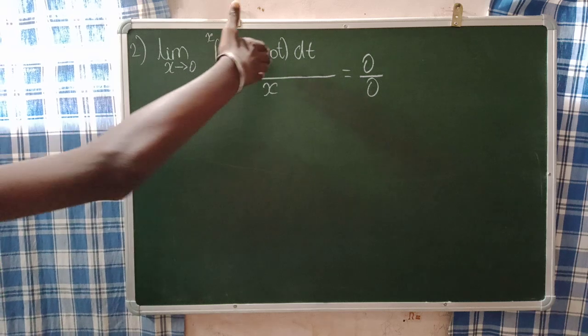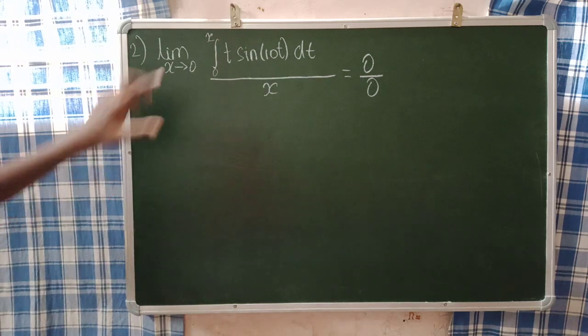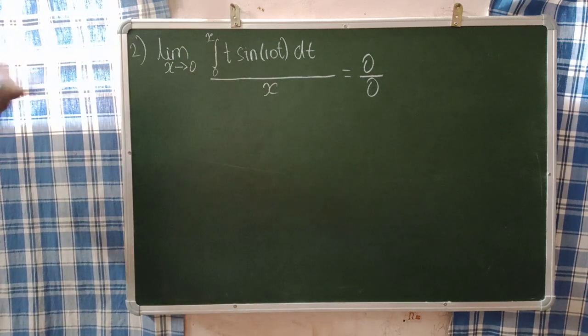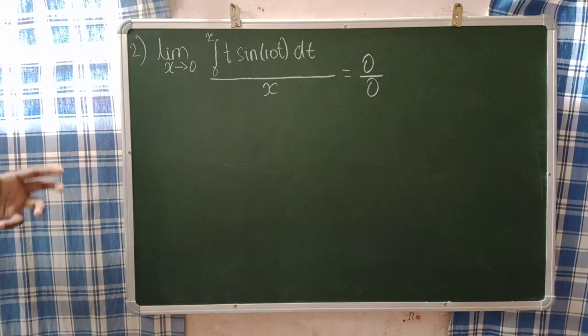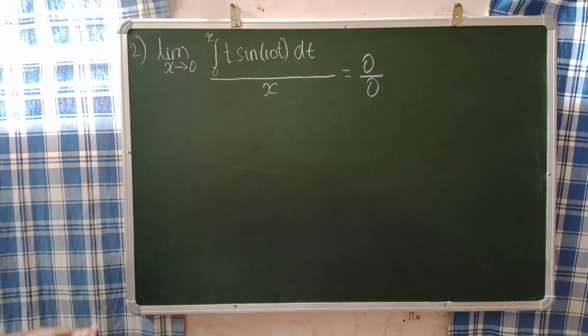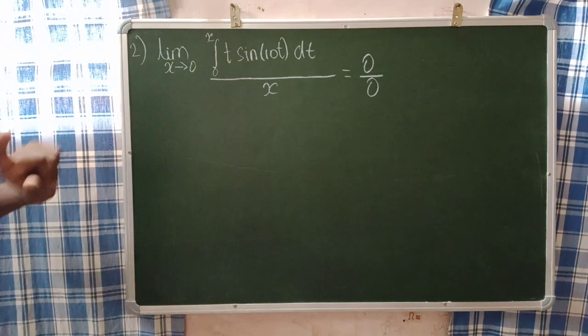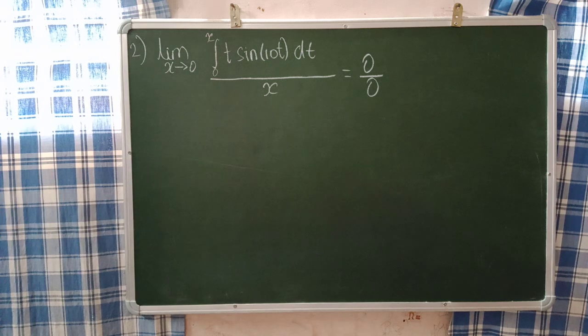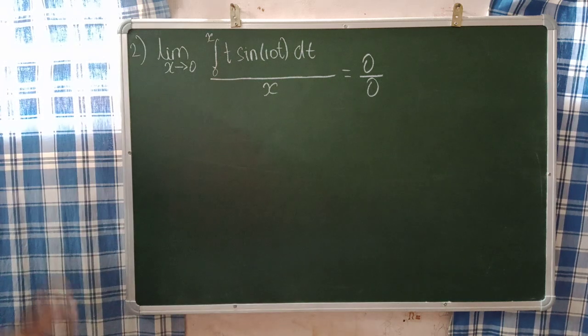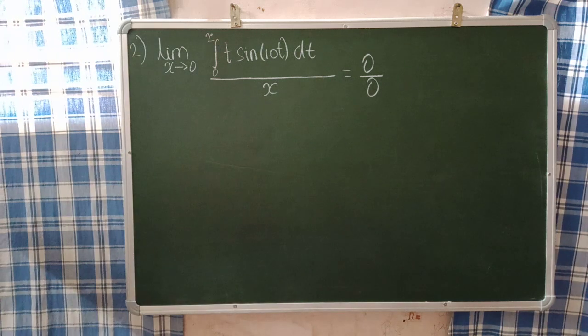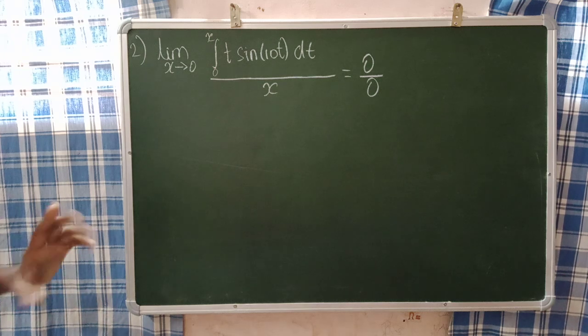in the numerator, when you put x as 0 in the integral, your upper limit will be 0 now. If your upper limit is 0, then of course the whole integral will be 0, because your lower limit is also 0. Now, when you put x as 0 in the denominator, of course it will be 0. So 0 by 0 is the form that you will get when you solve this limit, that means when you put x as 0.